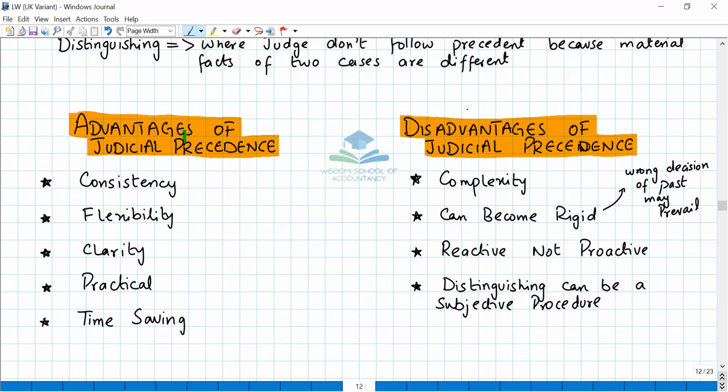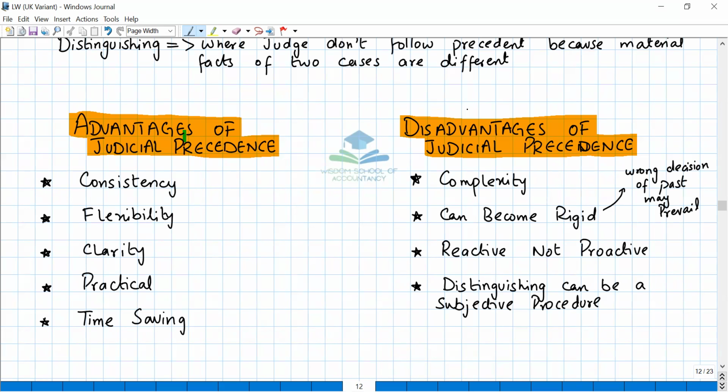Flexibility. Judicial precedents can also be flexible. For example, we just talked about equity, that when a petition is filed, a new decision is made, and the old decision is adapted into the new decision. Similarly, in judicial precedents, because there are multiple cases going on, the later judge can adapt the decision of the previous judge. That decision can be adapted.